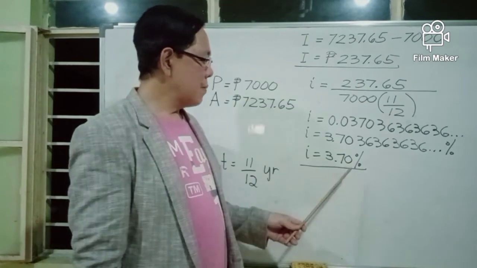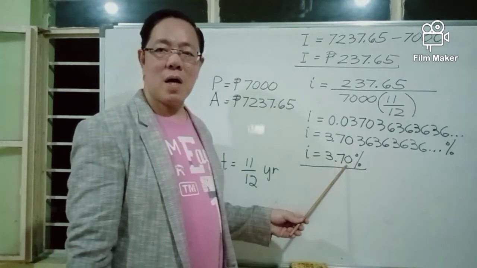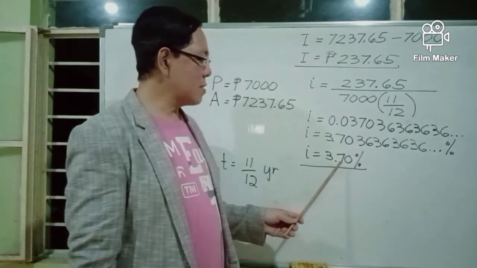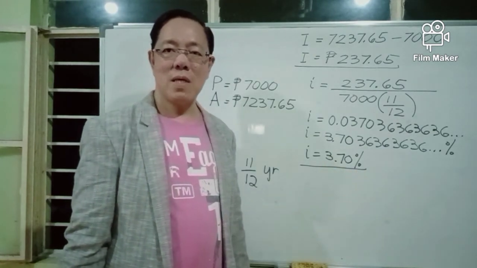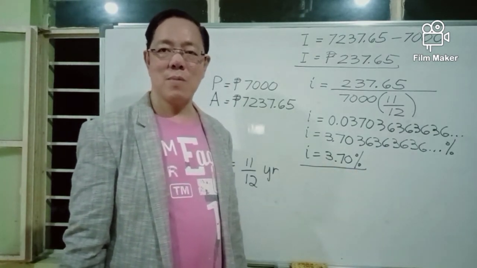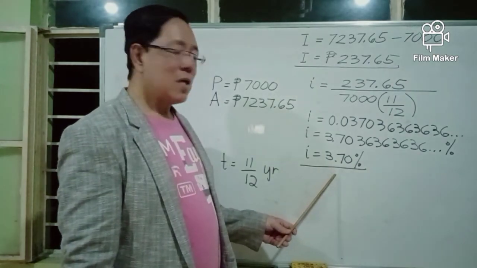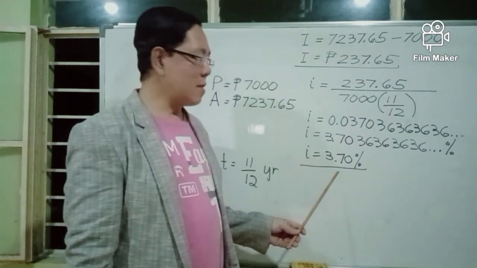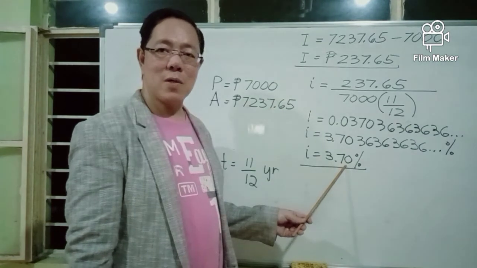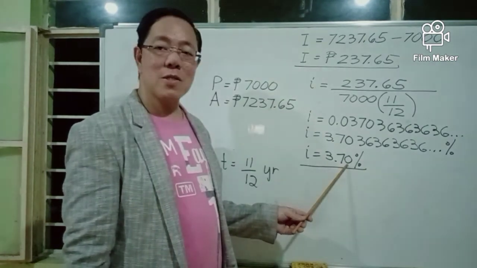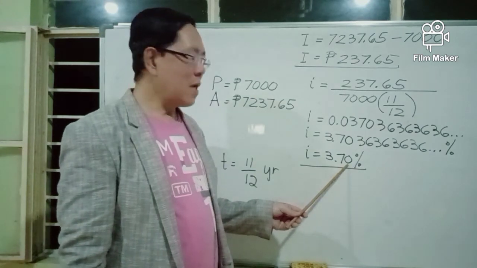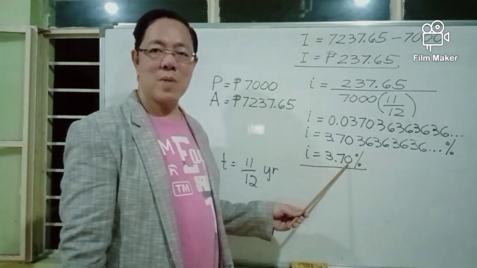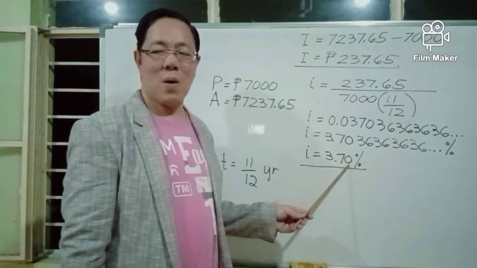Now, you should not drop 0 here and give your answer as 3.7%, for that would be only to one decimal place. We want the answer to two decimal places, so we retain 0 here since the digit 0 here is a significant digit. Without the 0 here, your answer would be in one decimal place only.